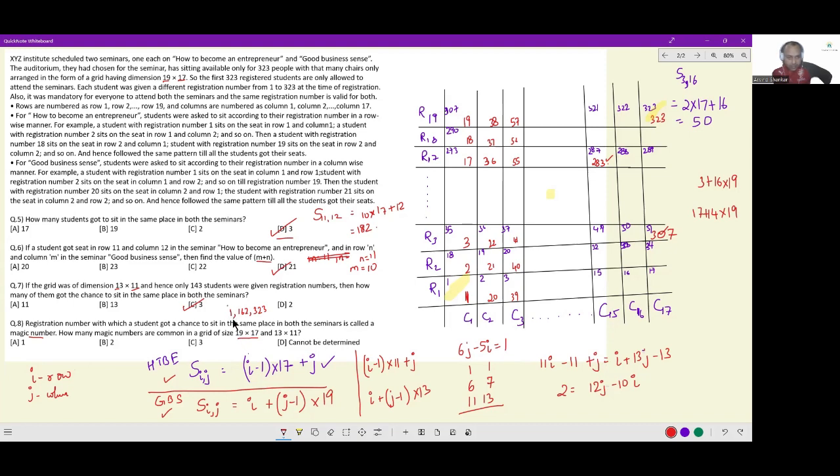For 19 into 17 grid, these were the registration numbers that got people the same seat. For 13 into 11, the registration numbers of the people who got them the same seat is 1, 72, and 143. Basically, the middle seat number is the average of the first number and the last number. So you can generate that quickly. How many magic numbers are common between these two arrangements? Just 1. So the answer to the last question in the set is option A.